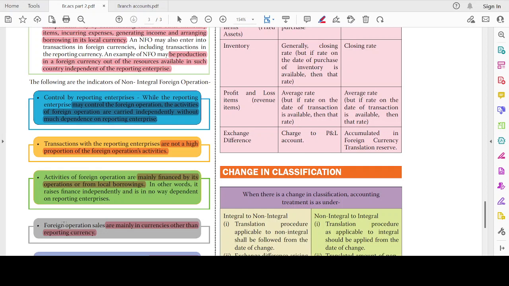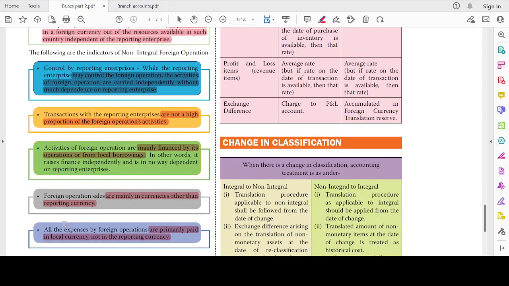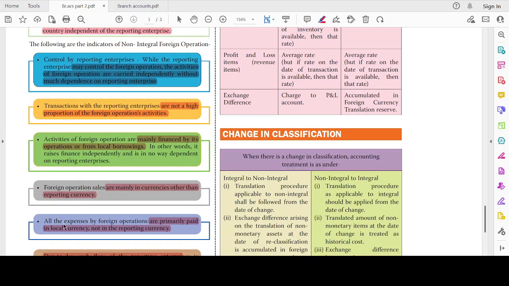Controlled by reporting enterprise. While the reporting enterprise may control the foreign operation, the activities of the foreign operations are independent without much dependence on the reporting enterprise. Transactions with the reporting enterprise are not a high proportion of the foreign operation's activities. Activities of foreign operations are mainly financed by its operations or from local borrowings. In other words, it is financed independently and is in no way dependent on the reporting enterprise.